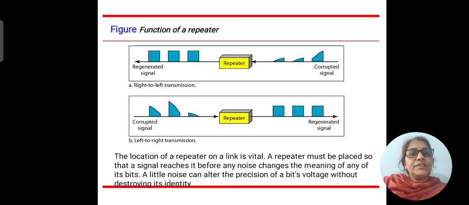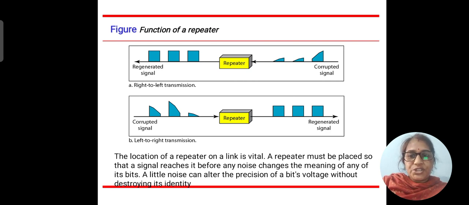Let's see the function of repeaters. As shown in this slide, we have the block diagram in which the generated signal, in the middle is the repeater, and the last one is the corrupted signal. That is right to left transmission. In the second block diagram, we have left to right transmission, where the corrupted signal goes to the repeater and comes out as a regenerated signal.